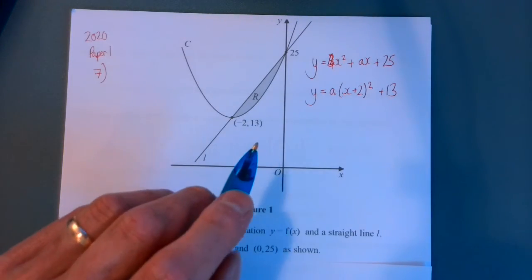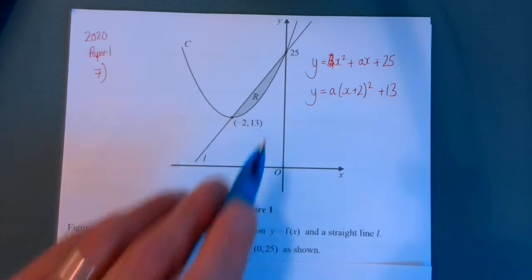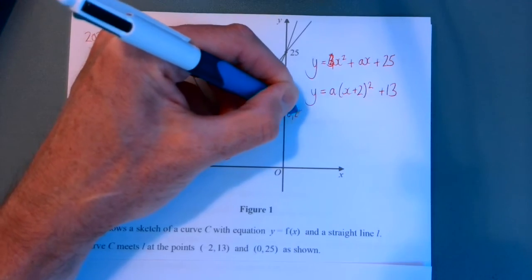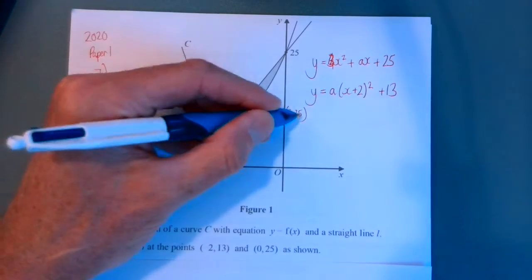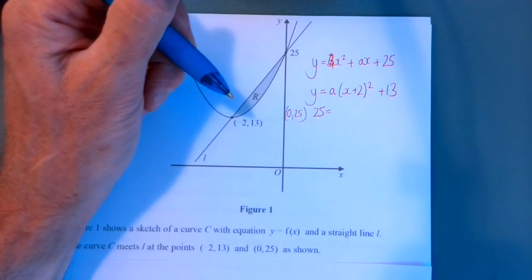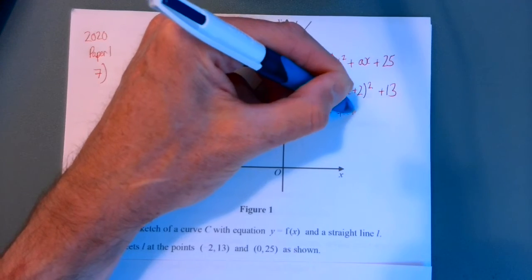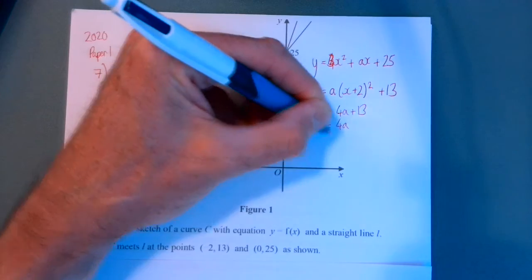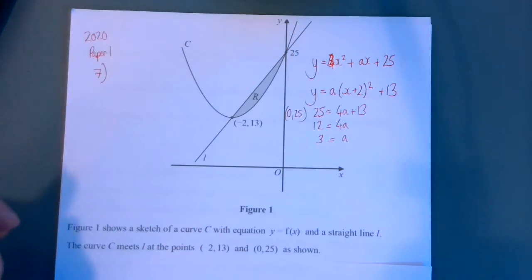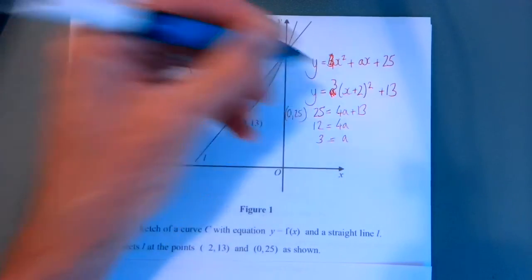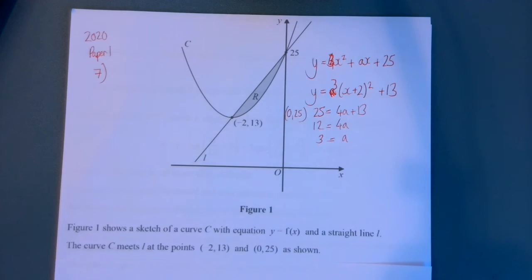And as well as knowing it goes through (-2, 13), I also know it goes through (0, 25). So if I make x 0 and y equal to 25, 0 plus 2 squared, so that's 4. So that tells me that it has 3x squareds. So it's going to be 3 lots of (x plus 2) squared plus 13.